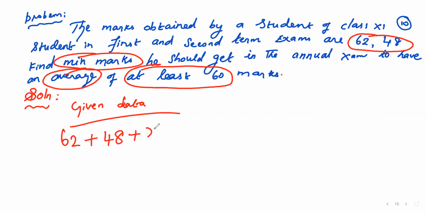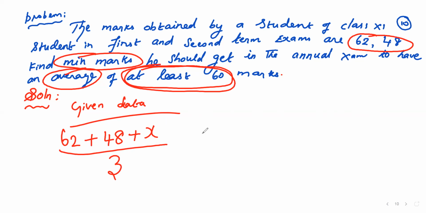Third is the annual exam. How much he wants to take, we don't know, so we have to put x. If we don't know anything, we say x, right? Divided by how much? Because these are 3 marks, for the average you should put 3. This is the average. At least 60 marks is the average mark.